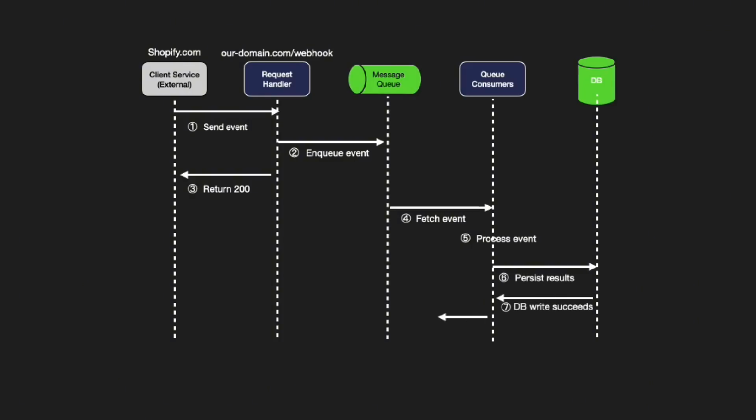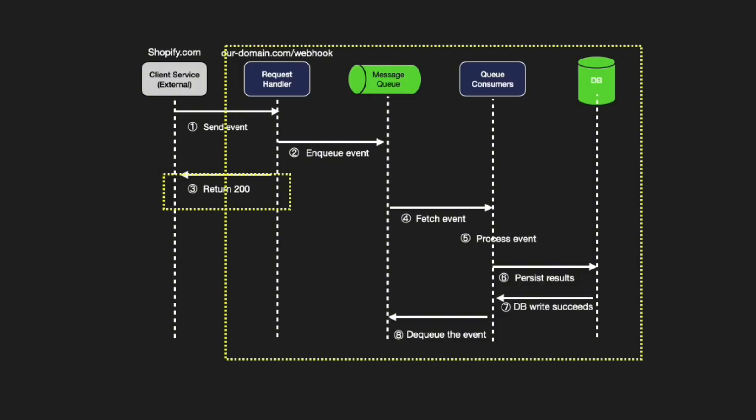Notice that the request handler returns 200 as soon as the enqueue operation is successful. This is to confirm we received the event. The service level agreement and requirement is to eventually process the event. This means our system must be resilient, designed to keep functioning even if certain components fail along the way.